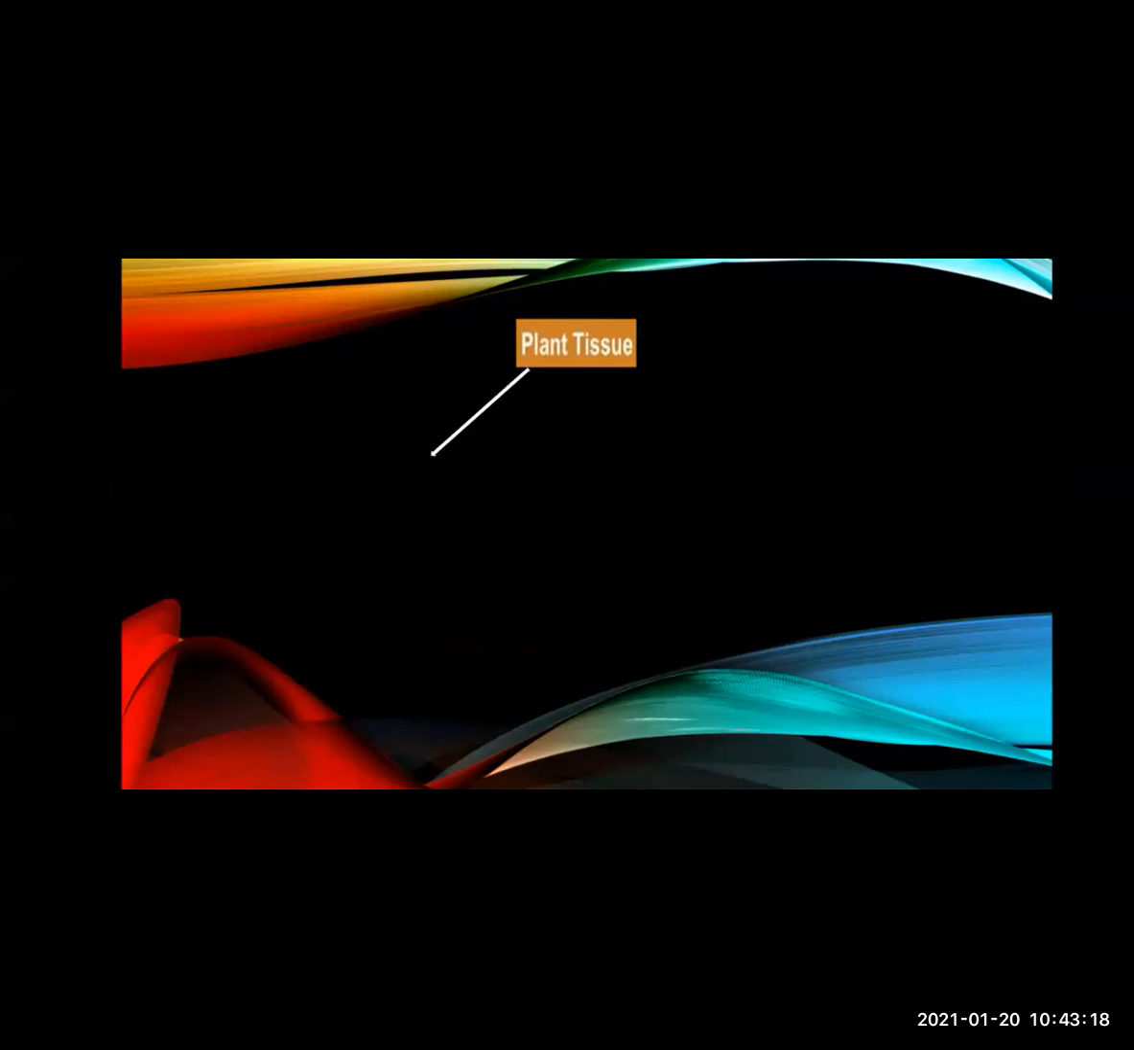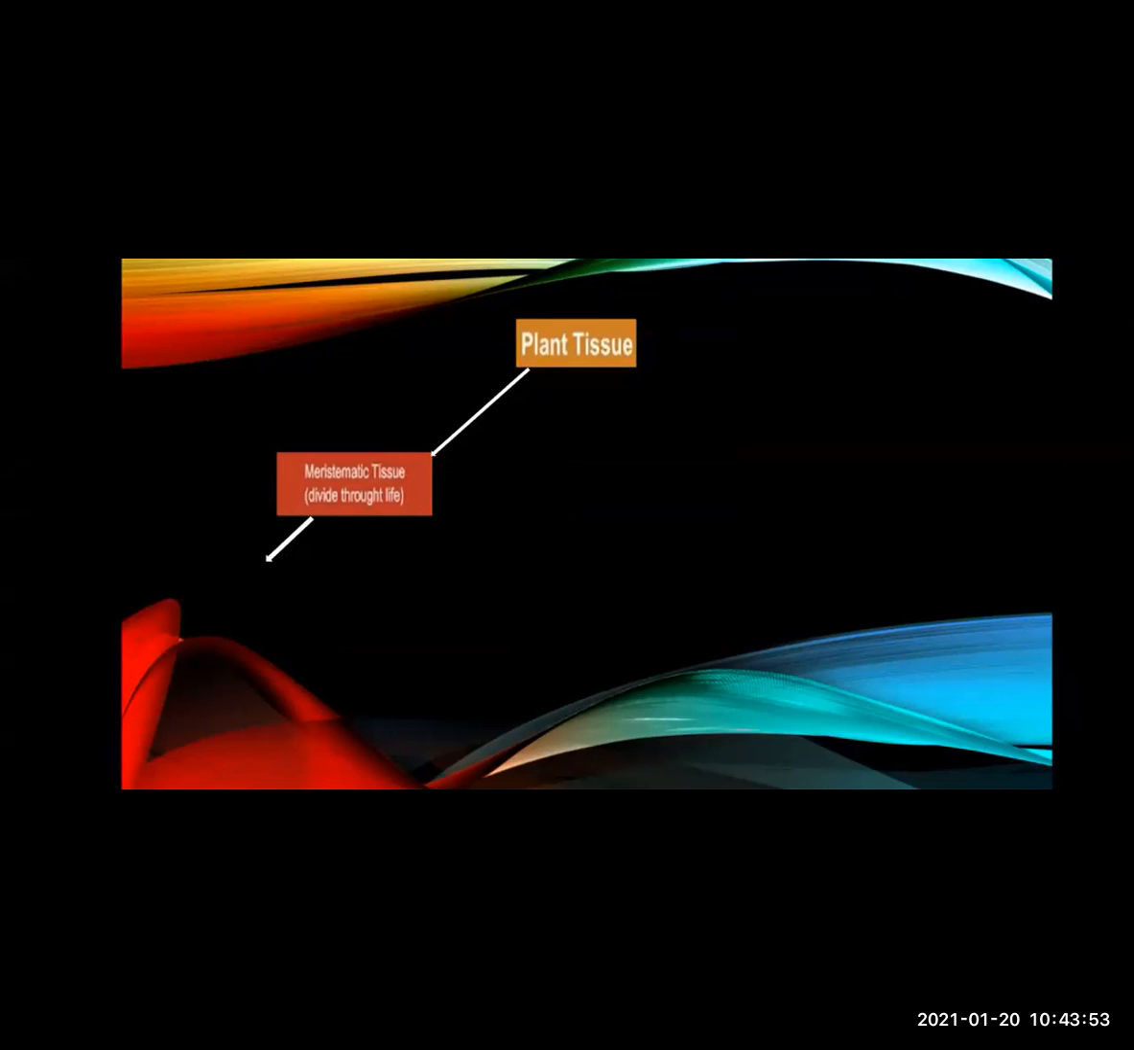Let us just recollect what we have done yesterday. We are dealing with plant tissue. There are two major types of plant tissue. One is meristematic tissue. What is meristematic tissue? The tissue in which the cells are capable of undergoing division and multiplication are known as meristematic tissue. That is, the cells keep on growing and dividing throughout their life. Such tissues are known as meristematic tissues.